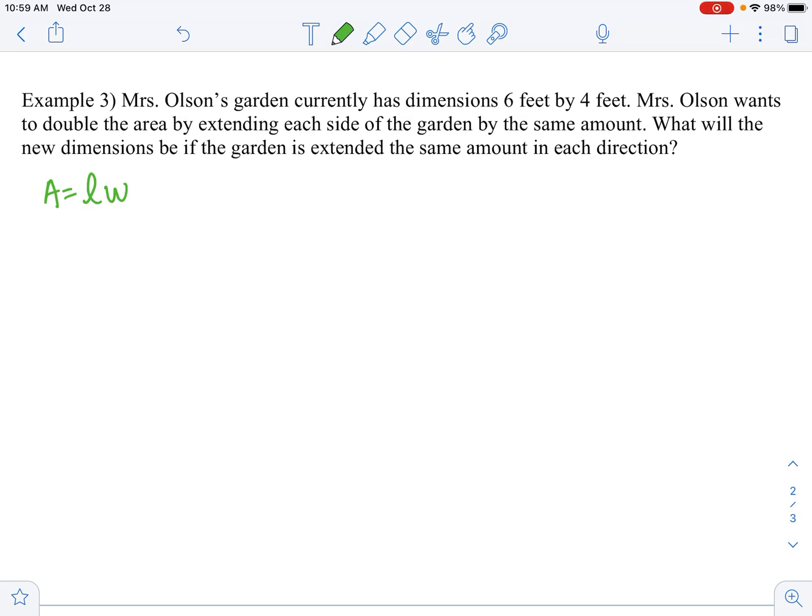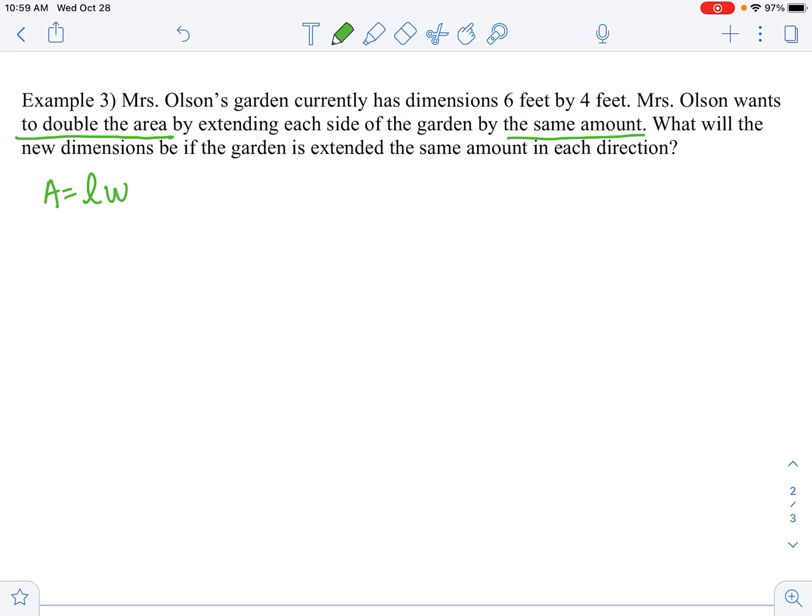Example 3, Mrs. Olson's garden currently has dimensions 6 feet by 4 feet. Mrs. Olson wants to double the area by extending each side of the garden by the same amount. What will the new dimensions be if the garden is extended the same amount in each direction? Also, doubling the area is an important piece of information. So let's sketch it out.